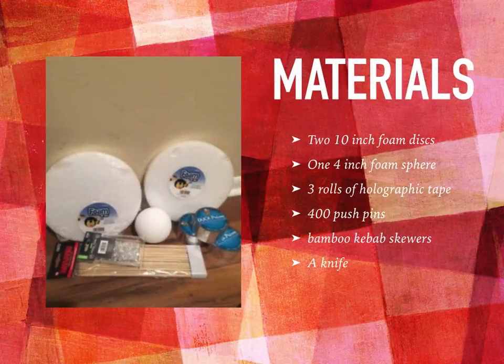For my project, I wanted to exhibit the same concepts and social angle that Anthony Howe uses in his piece. I chose to build my own kinetic sculpture using two 10-inch foam discs, one 4-inch foam sphere, 3 rolls of holographic tape, 400 push pins, bamboo kebab skewers, and a knife.